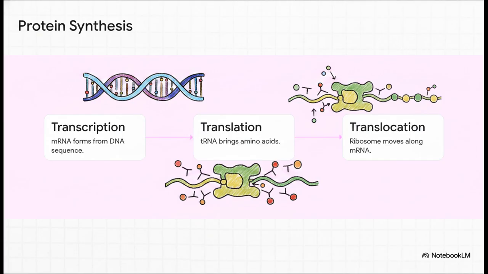First is transcription, where an mRNA forms from the DNA sequence. Second is translation, where tRNA brings specific amino acids to match the mRNA codons. And third is translocation, where the ribosome moves along the mRNA to link it all together.